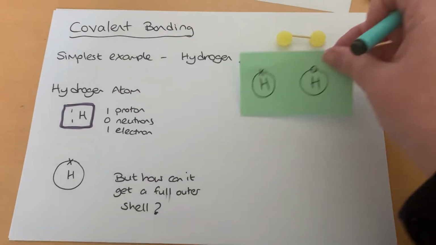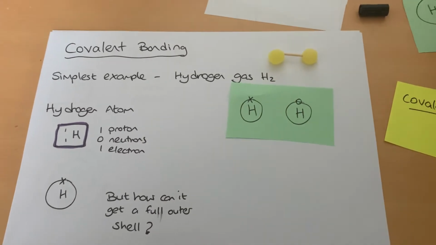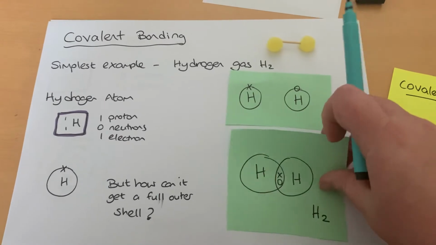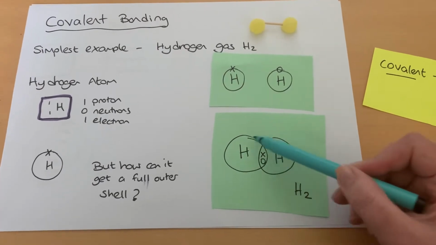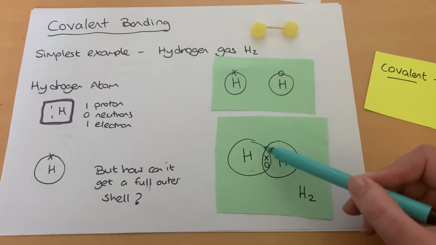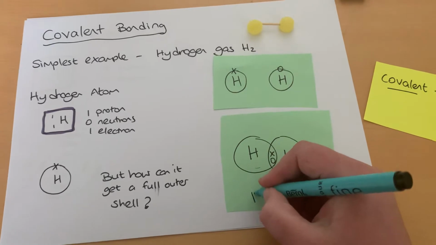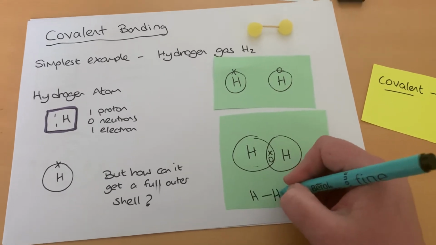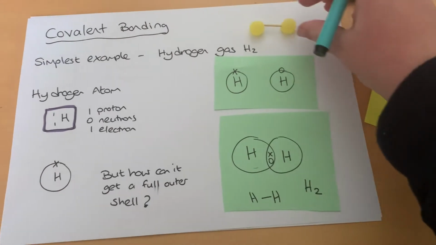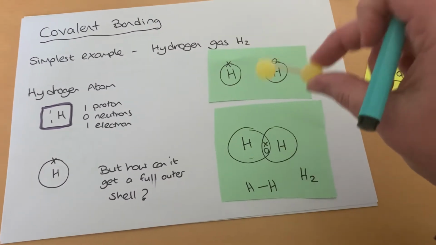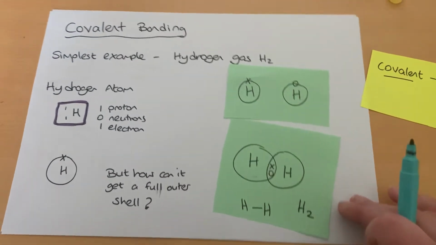So if we have 2 hydrogen atoms, each of them with 1 electron, if they overlap and share their electrons, then this hydrogen atom has 2 electrons in its outer shell, and this hydrogen atom has 2 electrons in its outer shell. By sharing, and we can also write it like this, the line represents that shared pair of electrons, or the covalent bond. And in the little model, the cocktail stick represents the bond, and the jelly tots represent the atoms.